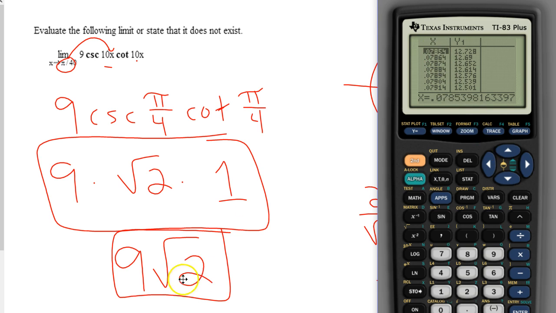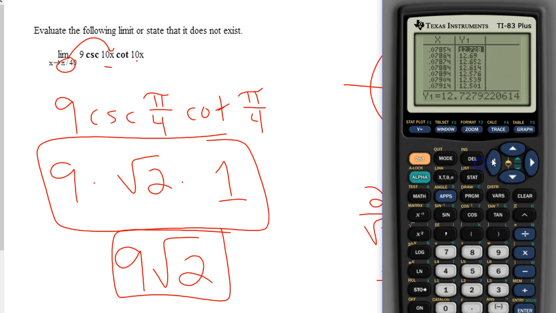Again, we can plug it in and get a number, so it's going to show up there. That's the number it's showing up as. And again, if you go left and right, you can see it's coming closer and closer to that number. So that is our value. That's 12.728 roughly. And then if you do 9 times the square root of 2, you get that same number.